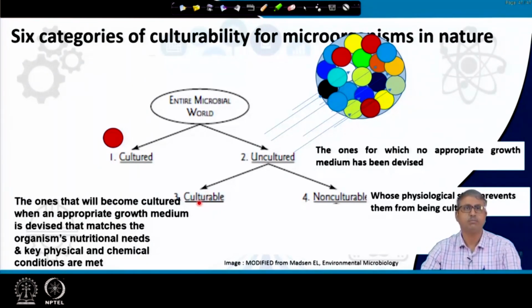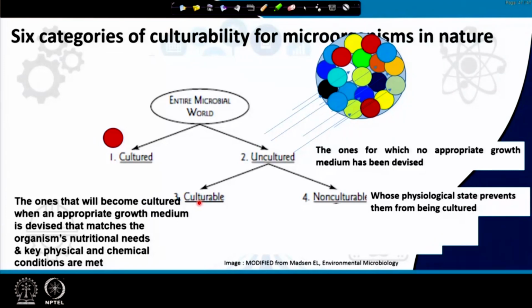So, if we are interested, we can culture some of the uncultured members. In the recent past, there has been a great effort in culturing many of the so-called uncultured organisms, because once we know that many organisms are uncultured, we try to culture more organisms. Within the uncultured organisms, there could be two categories. One is culturable. Culturable means provided that you have a proper medium and growth conditions, some of them will grow, but some of them even after that will not grow.